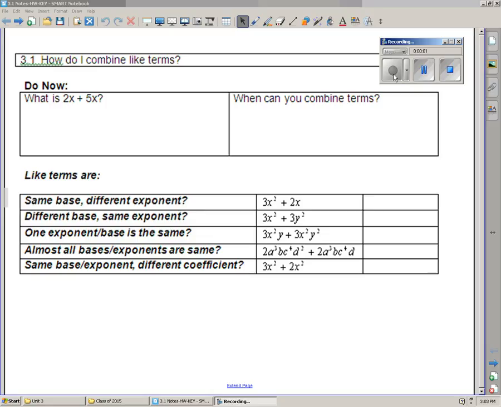This lesson, we're going to be combining like terms. So for the do now, what is 2x plus 5x? Hopefully you know that that's going to be 7x. So when can you combine terms? And that's when they are like terms.